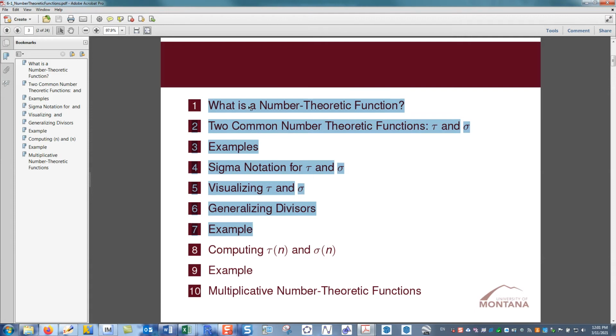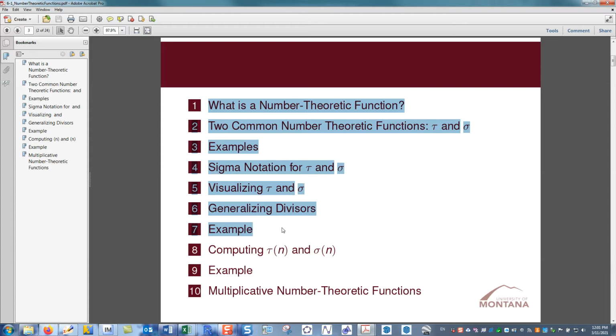That being said, we're going to talk first about what a number theoretic function is, and then define the two common number theoretic functions, tau and sigma, give a few examples, talk about how sometimes these are defined using sigma notation, and then I want to show you pictures of graphs of both tau and sigma.